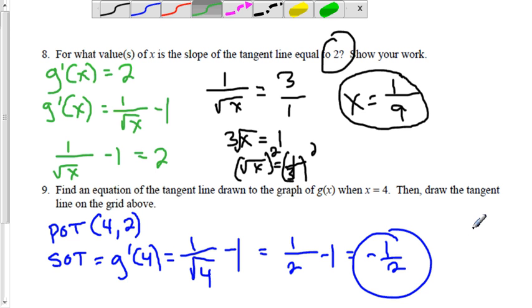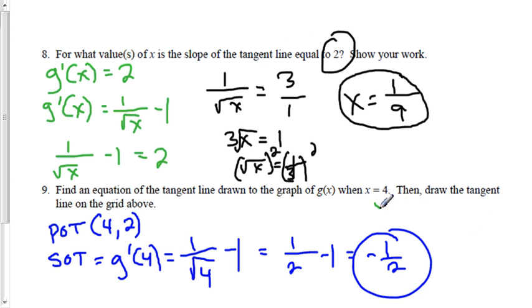Now, let's substitute that into point slope form of the equation of a line. So it's going to be y minus 2 equals slope negative 1/2 times x minus x1. So there is my equation of the tangent line. Now if I put 4 into that, I will get 2. Let's try that. 4 minus 4 is 0. y minus 2 equals 0. y equals 2.